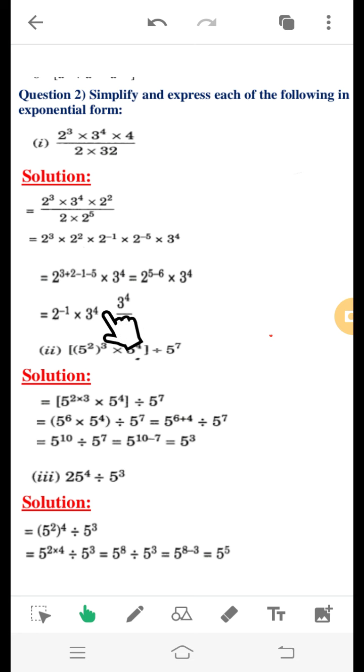So it's 2 raised to minus 1 multiply 3 raised to 4. So we can write it as 3 raised to 4 divide 2, because the power is negative, that means we have to put it in the division form. That is also the right answer.